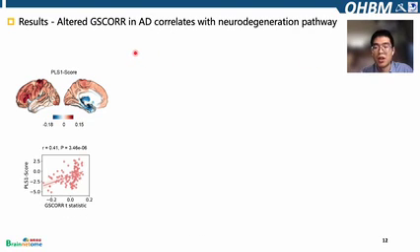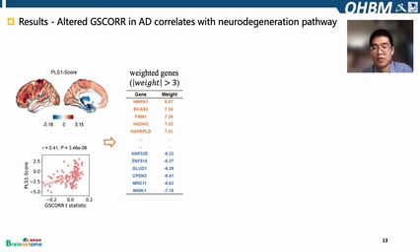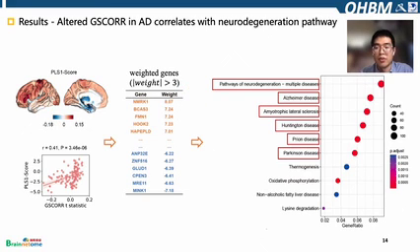Next are the results of the imaging transcriptomics. This is the PLS component 1 score spatial distribution, which is correlated with the GSLR alteration. And we selected the genes that had a weight score bigger than 3 and then performed the KEGG enrichment. The results of enrichment analysis include several pathways that are associated with neurodegenerative diseases such as Alzheimer's disease, Huntington's disease, and Parkinson's disease.